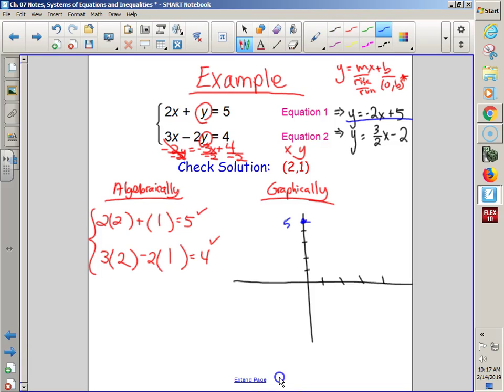Because remember, 2 can always be put over 1. Any whole number always over 1. So negative goes down 2, right 1. Got it, down 2, right 1.